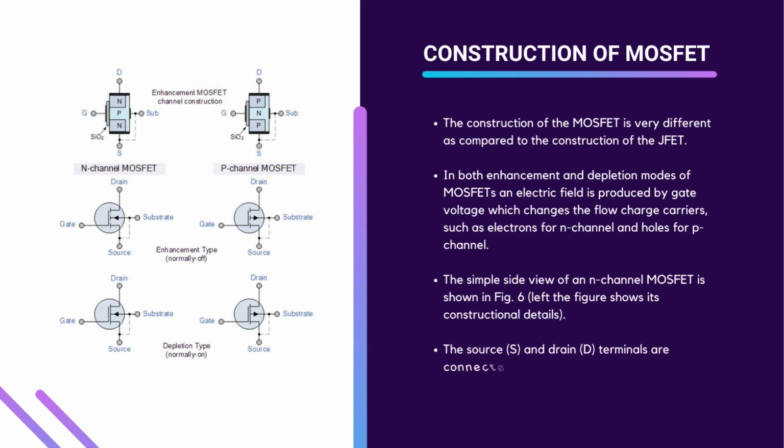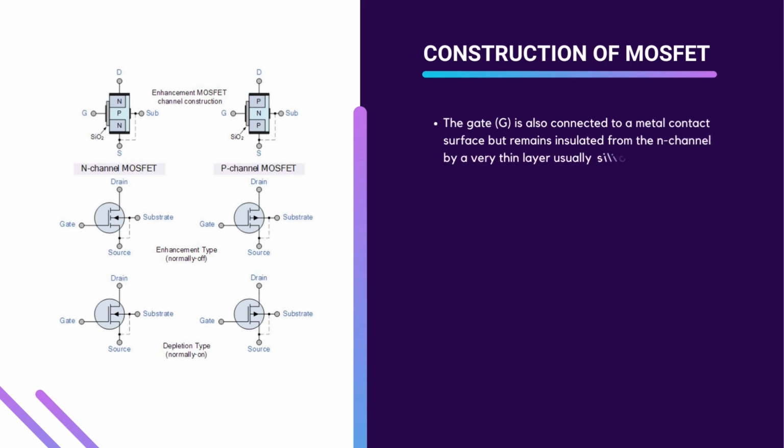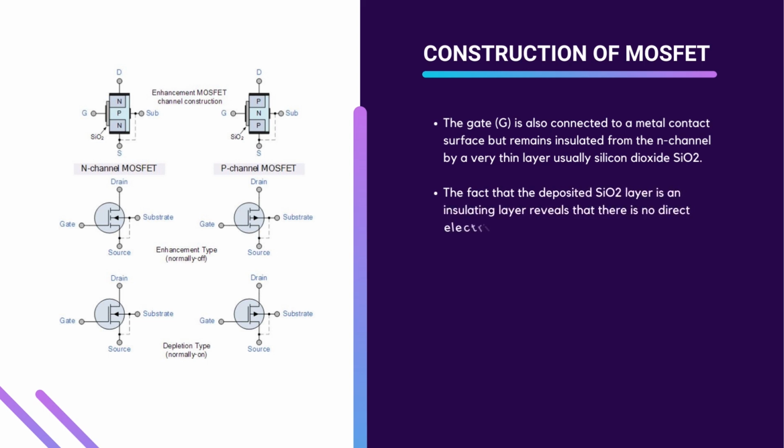The simple side view of an N channel MOSFET is shown in figure 6. The left figure shows its construction detail. The source and the drain terminals are connected through a metallic contact on an N doped region linked to an N channel. The gate is also connected to a metal contact surface, but remains isolated from the N channel by a very thin layer, usually of silicon dioxide.